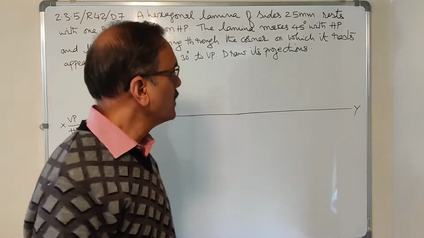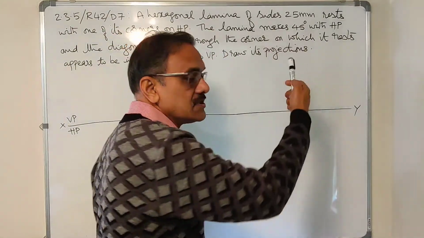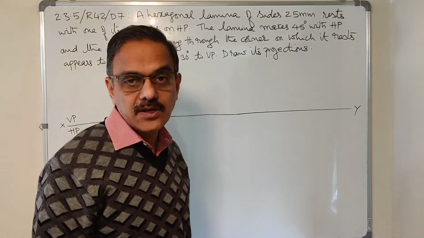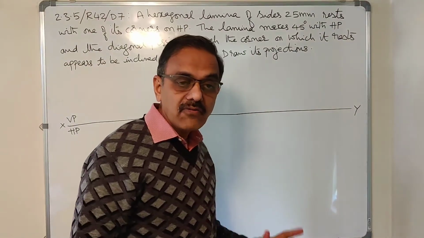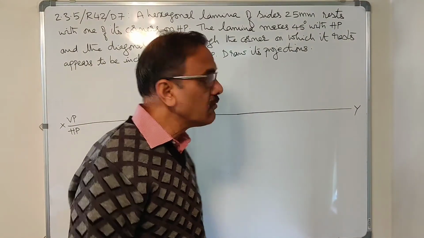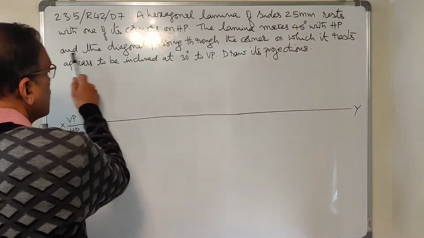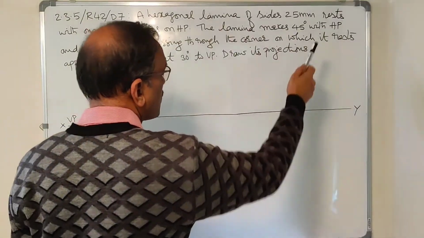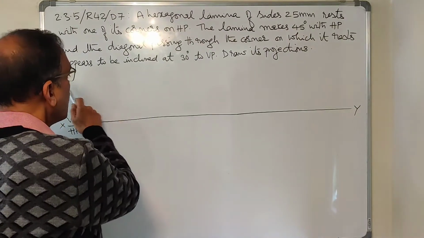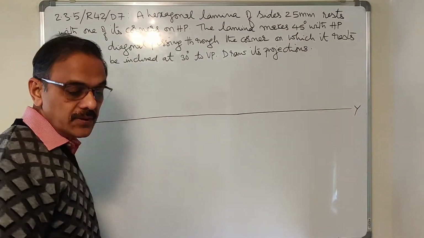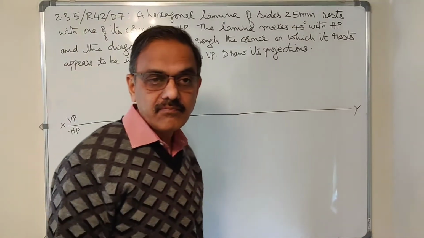Okay. And HP condition is this itself. The surface is inclined to HP at 45 degrees is the HP condition. Now you are left only with VP condition. Okay, what is that? Let us see. And the diagonal passing through the corner on which the lamina is resting appears to be inclined at 30 degrees to VP. That is the VP condition.